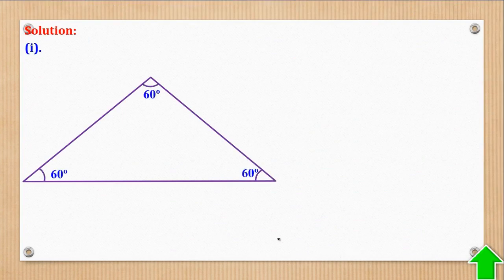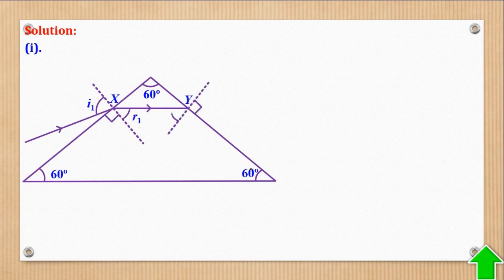So if this is 60, it means that all the rest will be 60 because angles of a triangle must add up to 180. So that is an equilateral triangle. So we have that angle of incidence, which is refracted to meet the second refracting surface. And at that surface, it is totally internally reflected to meet the third face.